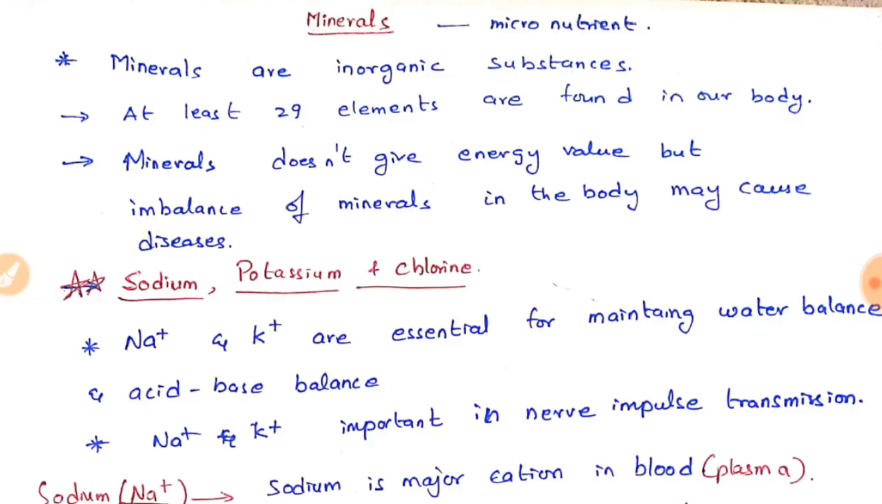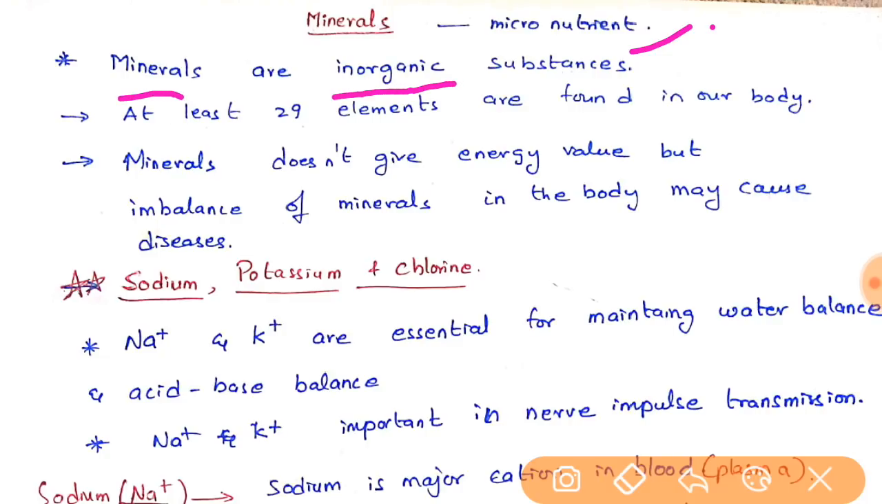We have already completed 3 to 4 classes in biology, and today we are going to see minerals, carbohydrates, lipids and proteins in our body. So what are minerals? Minerals are micronutrients which are essential for our body. Minerals are inorganic substances. At least the body needs 29 elements of minerals.